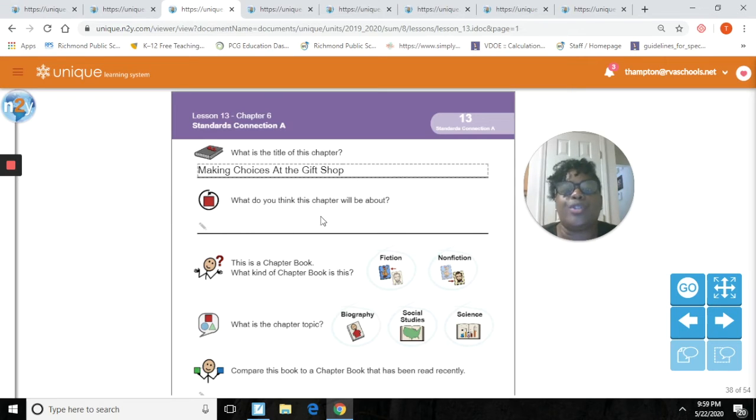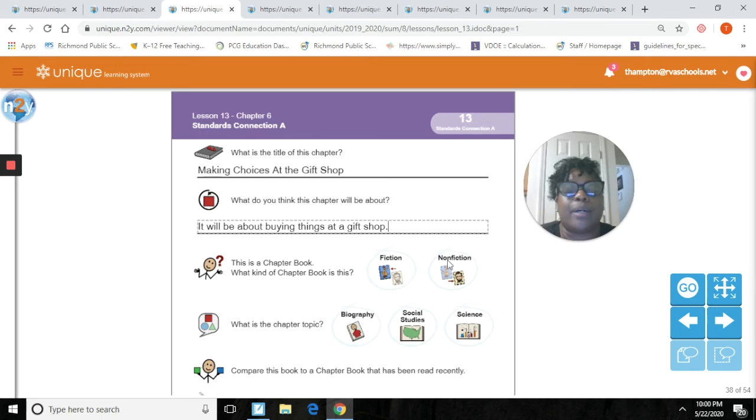All right, what do you think this chapter will be about? I think it will be about buying things at a gift shop. Okay, could be. We have to read and find out, right? Okay, so here we are. This is a chapter book. What kind of chapter book is this? Is it a fiction book or a nonfiction book?